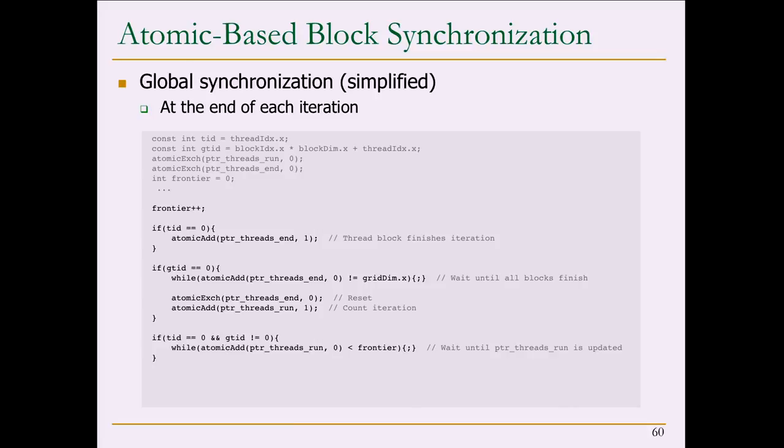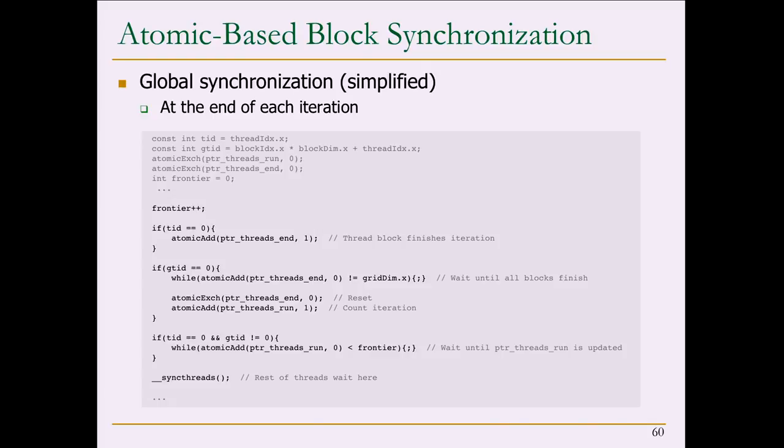By the way, here we are only talking about leaders, thread 0 in each thread block. What happens with the rest of threads of the thread block? They all are waiting in these sync threads. Okay? So this is essentially a brief explanation of what could be our kernel 3 using this atomic-based block synchronization.